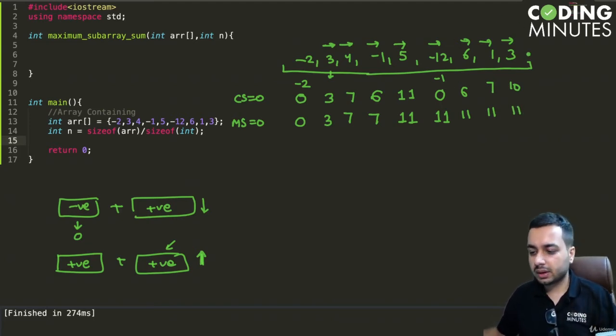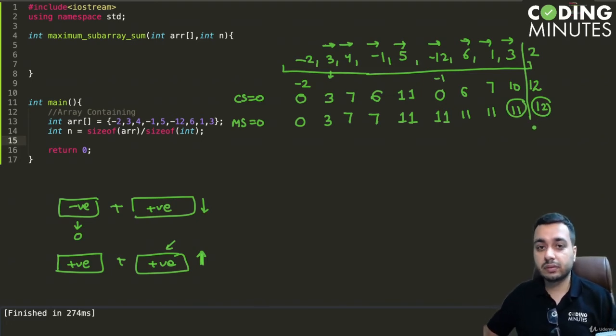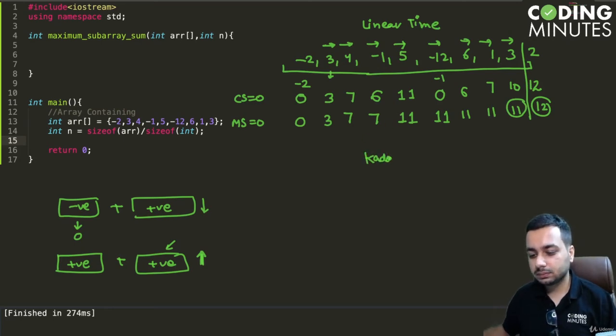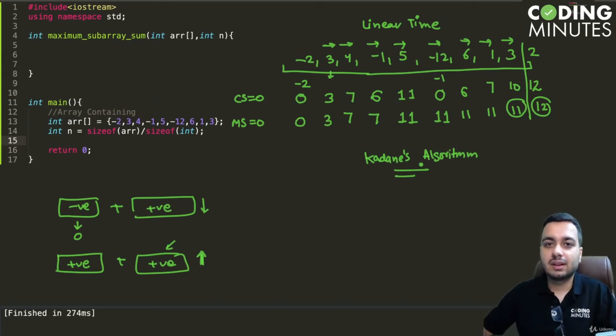But now let's say somehow you get an element 2. The current sum is 12 and the maximum is also 12. So if you stop at the earlier point, you get a maximum sum of 11. If you stop at this point, you get a maximum sum of 12. This is a very simple algorithm, and you can see it works in linear time. This is the beauty of this algorithm, and it is a popular algorithm known as Kadane's algorithm. So we can solve this problem in linear time using Kadane's algorithm.